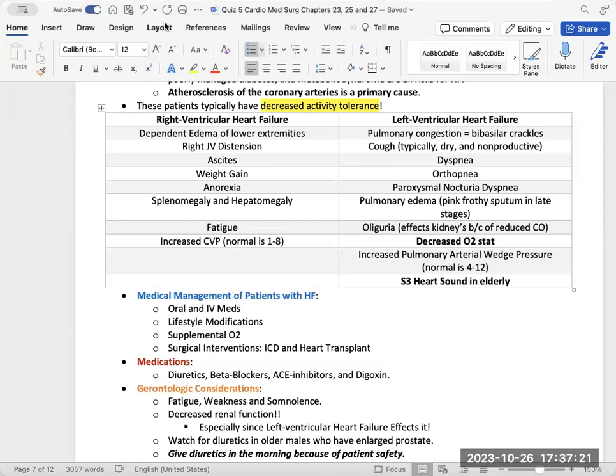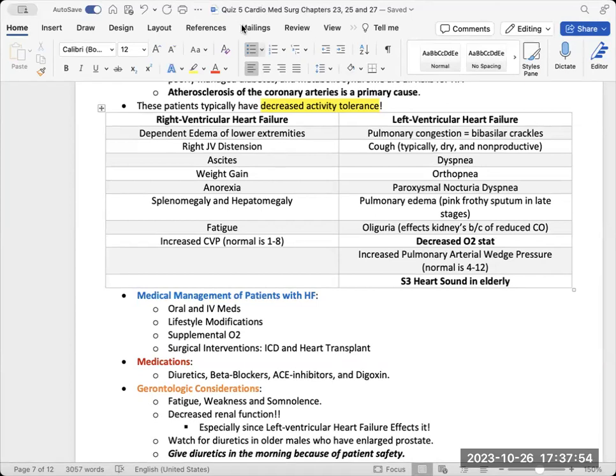So all of the symptoms that you're going to get for left-sided heart failure relate to the pulmonary system. So pulmonary congestion, crackles because of the fluid buildup, right? Because crackles are caused by fluids or something being present there, making that sort of crackly sound. A cough, they have dyspnea, orthopnea, which is a fancy way of saying they have trouble breathing when they go from a lying to a standing position.